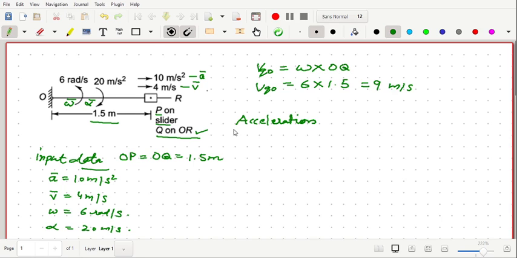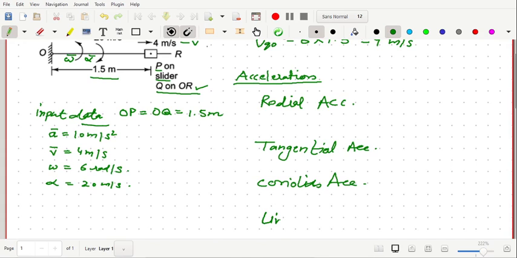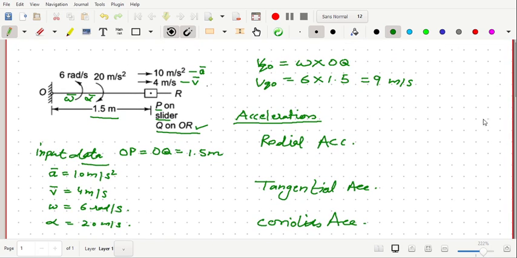Now to calculate the acceleration associated with this system. So first one, since we have angular acceleration alpha value with it and a slider is sliding on a rotating slider, so we will be having a radial acceleration here, a tangential acceleration, and we also have a slider, so there will be some Coriolis acceleration as well, and a linear acceleration of the slider is already given to us as 10 meter per second square. Now to calculate different accelerations associated with this system.